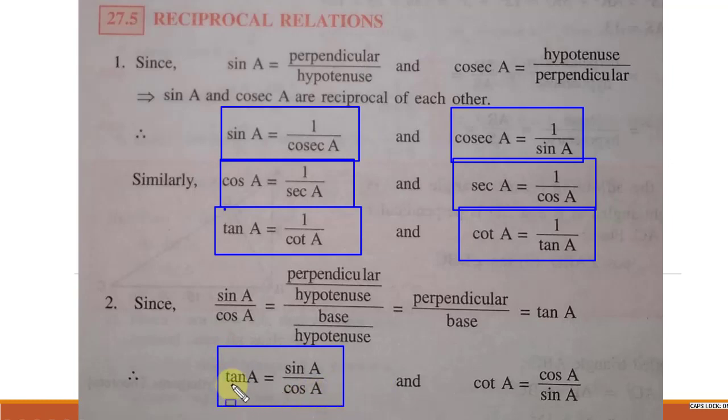Whereas tan A and cot A are reciprocal of each other. So cot A is equal to cos A by sin A. Clear, children? These are the reciprocal relations. Please note down whatever is there in the box.